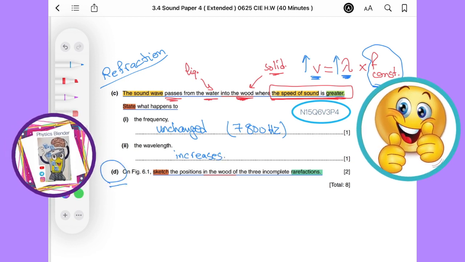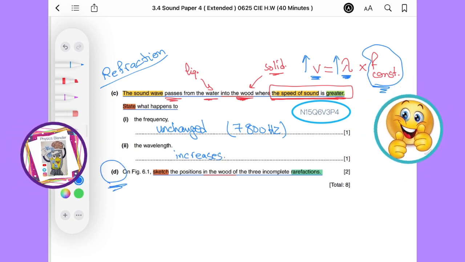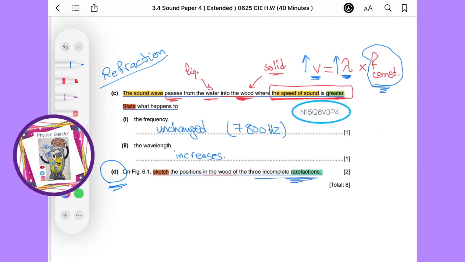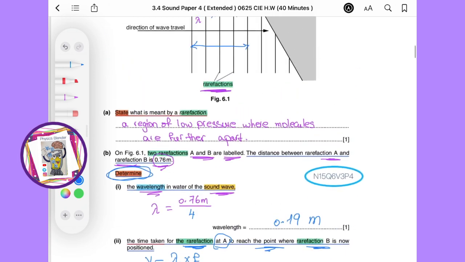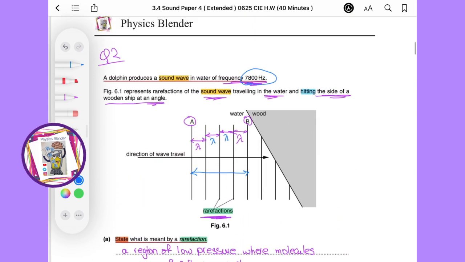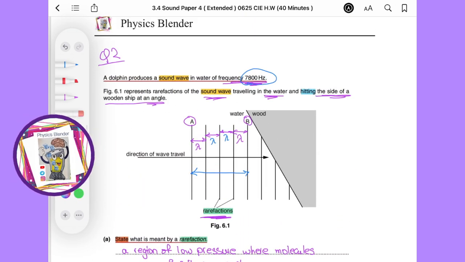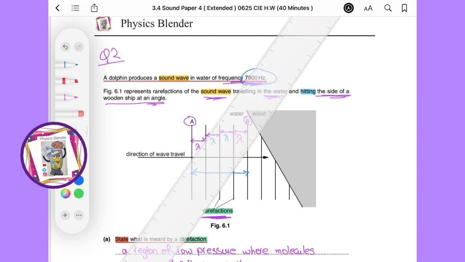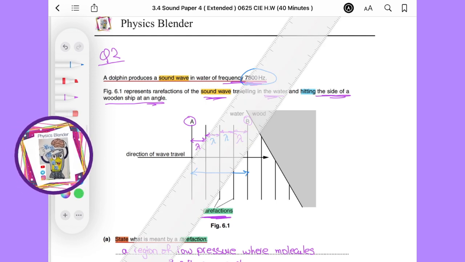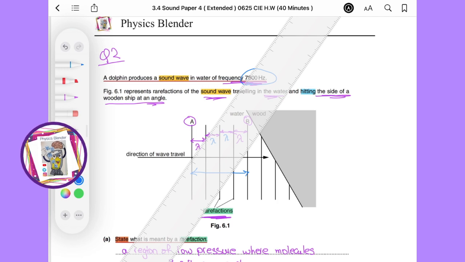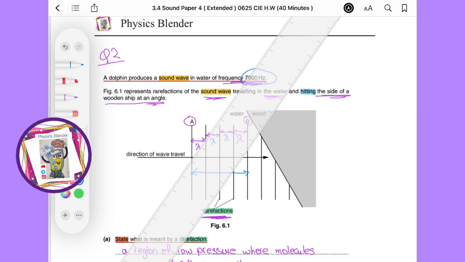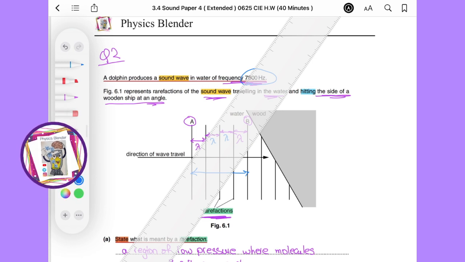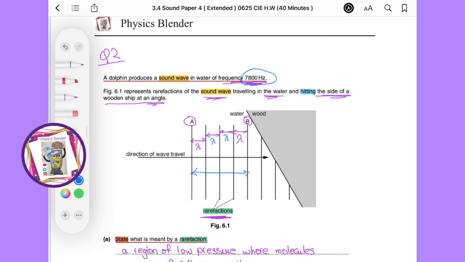Sketch, the next one is very important also. Sketch positions in the wood. You have to draw wave fronts, rarefactions. Back to the question. Okay, I will use the ruler to draw. Okay, remember when we were drawing from shallow water to deep water, from deep to shallow, what happens? Here the speed is increasing.